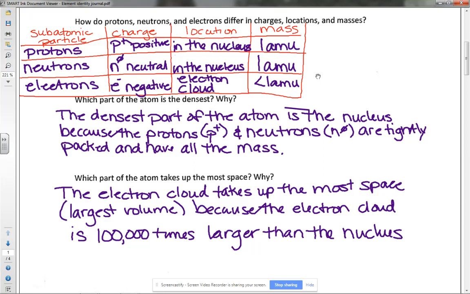Which part of the atom is the densest and why? The densest part of the atom is the nucleus because the protons and neutrons are tightly packed and have all the mass. Which part of the atom takes up the most space and why? The electron cloud takes up the most space, which is the largest volume, because the electron cloud is 100,000 times larger than the nucleus. And remember, electrons have nearly no mass whatsoever. It is so small, it's not even included in the atomic mass.